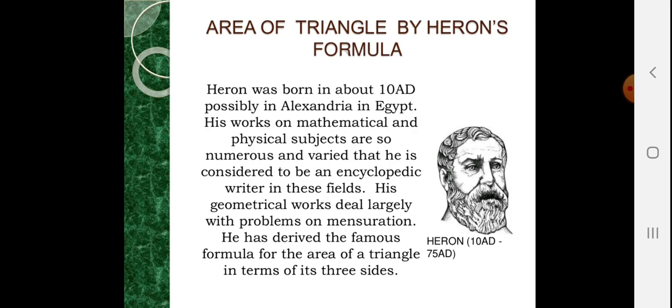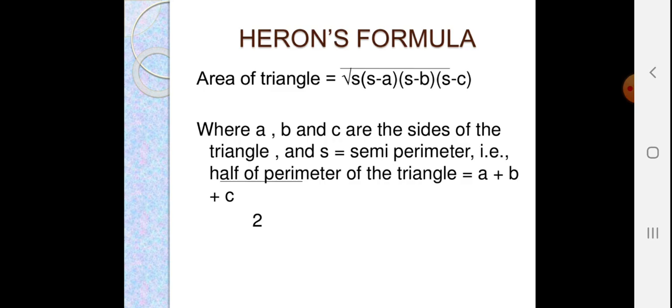Now, area of a triangle by Heron's formula. So, who was Heron? Heron was born about 10 AD, possibly in Alexandria in Egypt. His work on mathematical and physical subjects is so numerous and varied that he is considered to be an encyclopedic writer in this field. His geometrical work deals largely with problems on mensuration, and he has derived the famous formula for the area of a triangle in terms of its three sides, which is also known as Heron's formula.